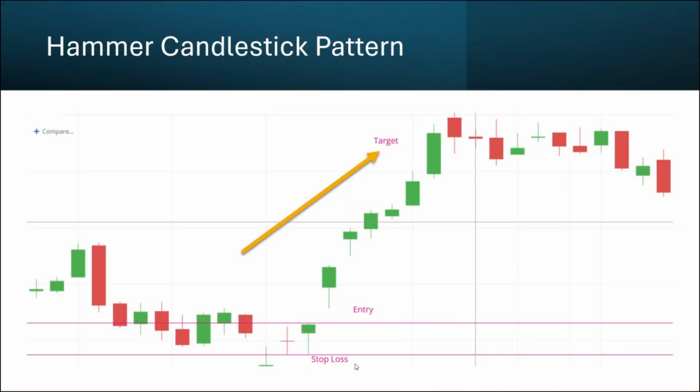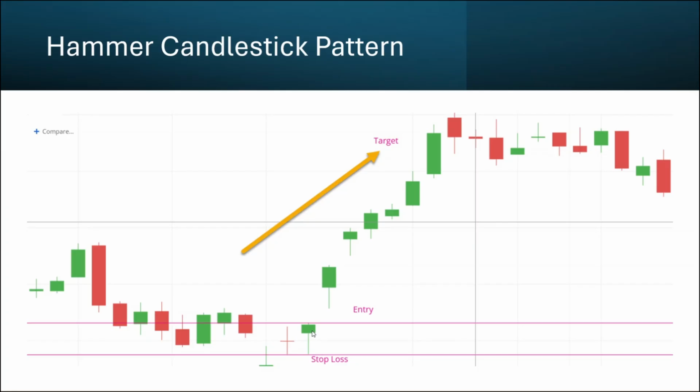Whenever the hammer happens, this is the downtrend and it is taking support at these levels. You can see before the hammer candle there was a doji, which is giving us more confirmation, and then the hammer. You can see how the price has gone up. So in this scenario, how do you trade these kinds of scenarios?